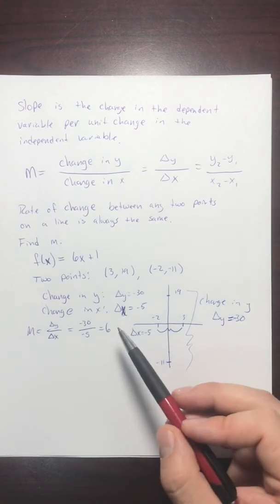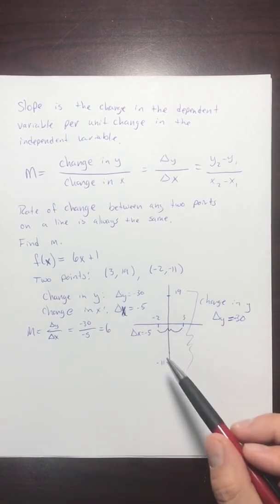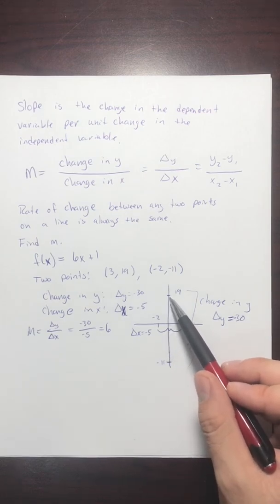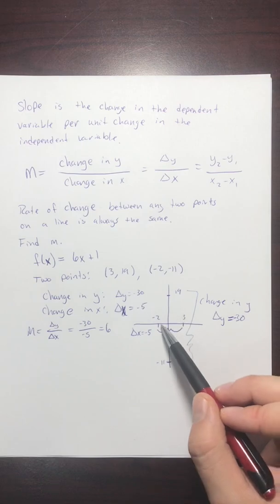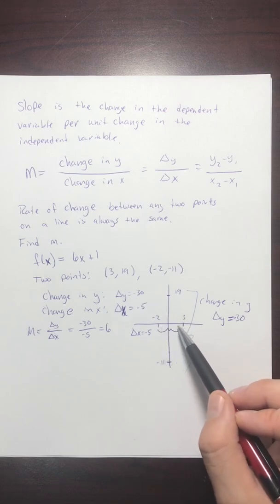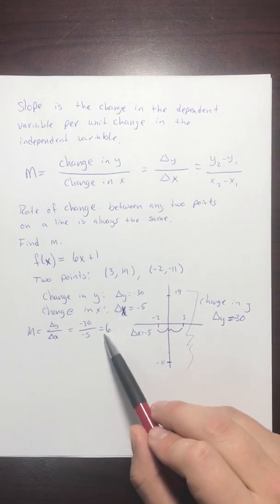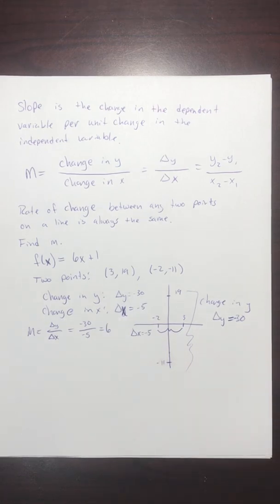Between any two other points, or if you had started at negative 11 and thought of it as moving in the positive direction on the y to positive 19, and then starting at negative 2 on the x, moving in the positive direction to 3, it's going to always reduce to 6 between any 2 points on the line.